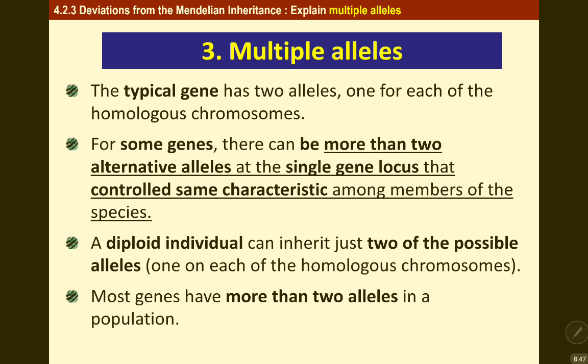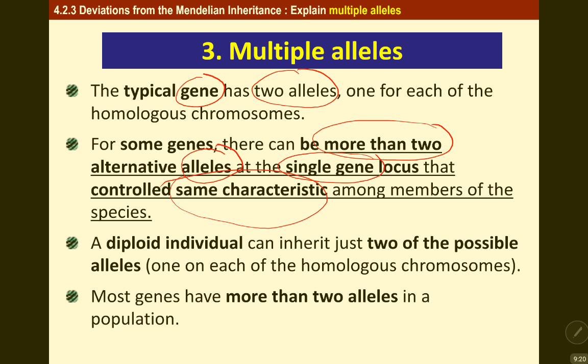Okay, so next one is called multiple allele. Usually for a normal gene, they only have two alleles. Remember we said that allele is an alternative form of a gene, so one of each for the homologous chromosomes. But some genes can have more than two alleles. One gene, more than two alleles, controlling the same characteristic. So this is called multiple allele.